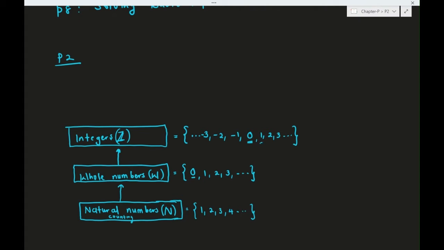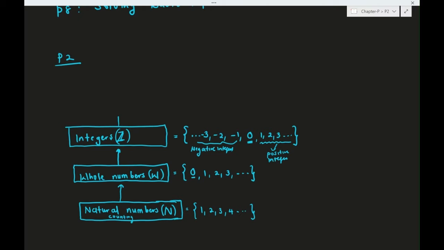So if you look at the integers, if you start from here, this is nothing but the natural numbers. So we call this side the positive integers. And this side, we call the negative integers. And then we have 0, which is like dividing the integers into two parts, the negative and the positive part.